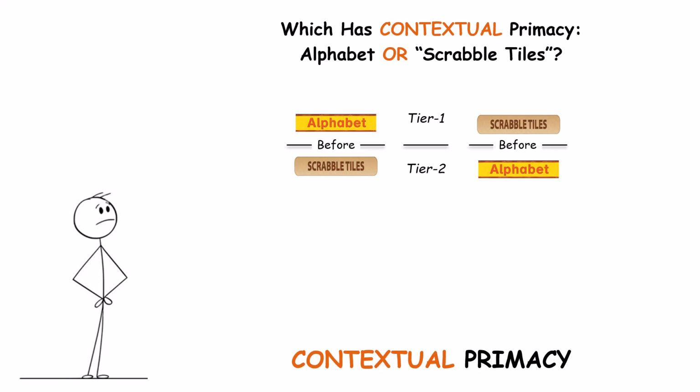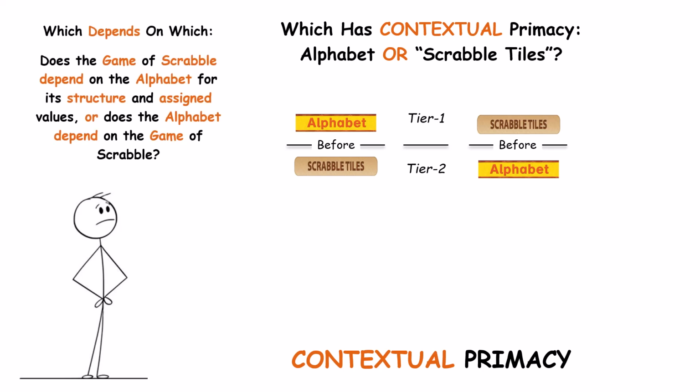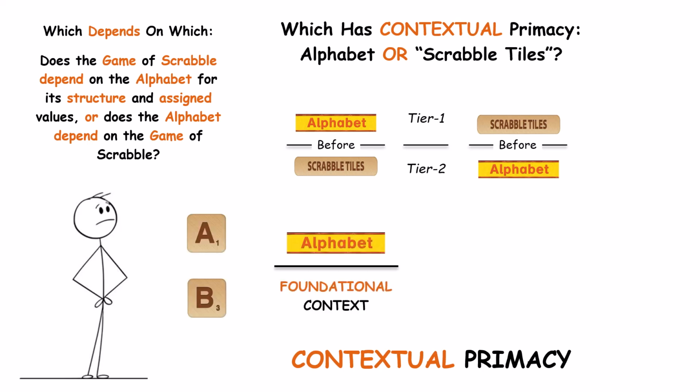Now, let's shift from content to context by asking, which has contextual primacy, the alphabet or the Scrabble tiles? Or put another way, which depends on which? Does the game of Scrabble depend on the alphabet for its structure and assigned values? Or does the alphabet depend on the game of Scrabble? The answer is clear. Scrabble, a word game, relies on the alphabet. Without letters and words, there's no game.